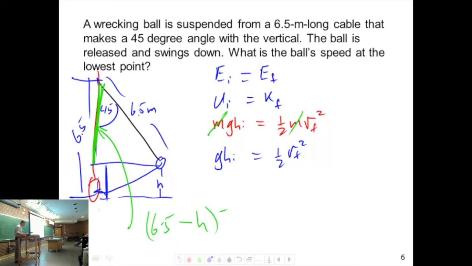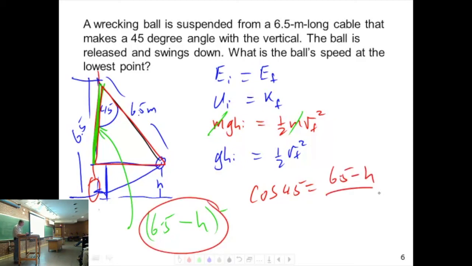Now if I look carefully, I have a triangle here, right? I know the hypotenuse length, I know the angle, and effectively I know the adjacent side. So cosine of 45 is going to be adjacent over hypotenuse, right? The adjacent side is this stuff here, so that's going to be 6.5 minus h all over 6.5. See that? And then I just grind that out. That'll give me h. And then I can plug it into there. Questions?